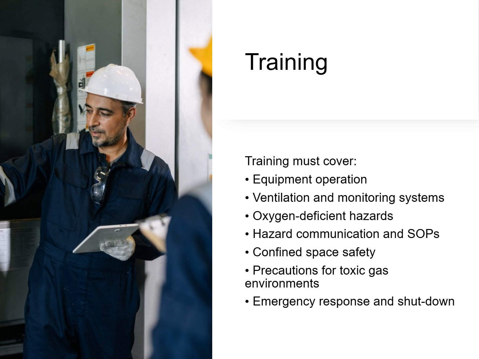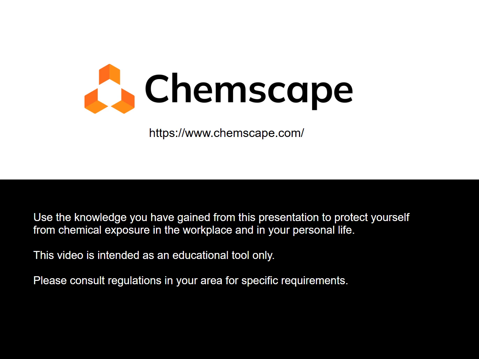Good practices are effective only when personnel, including contractors, are trained in equipment operation, ventilation and monitoring systems, oxygen deficiency hazards, hazard communication and SOPs, confined space safety, precautions for toxic gas environments, and emergency response procedures, including shutdowns. This concludes our presentation on toxic process gases. Use the knowledge you have gained from this presentation to protect yourself from chemical exposure in the workplace and in your personal life. This video is intended as an educational tool only. Please consult regulations in your area for specific requirements.